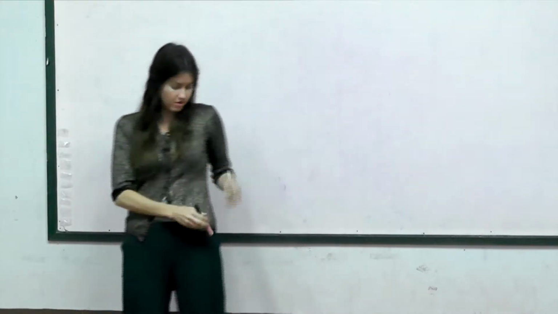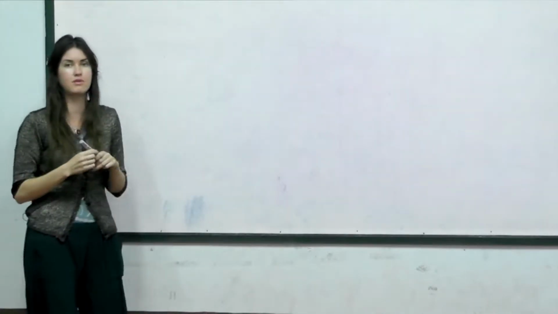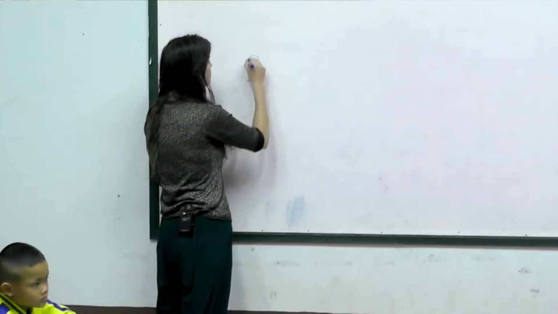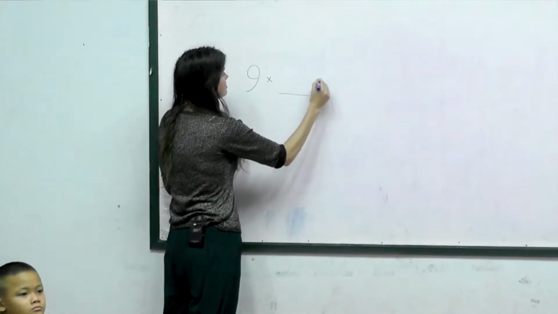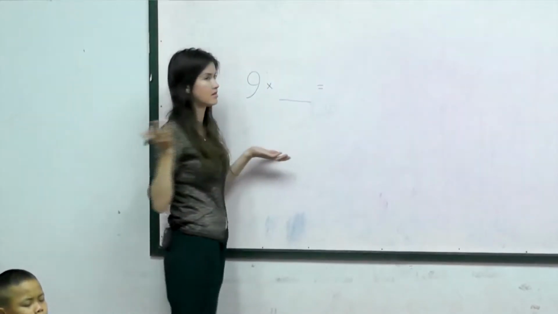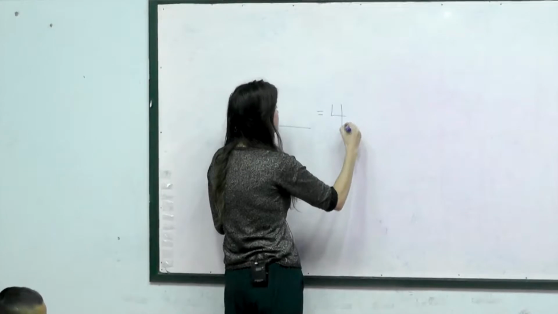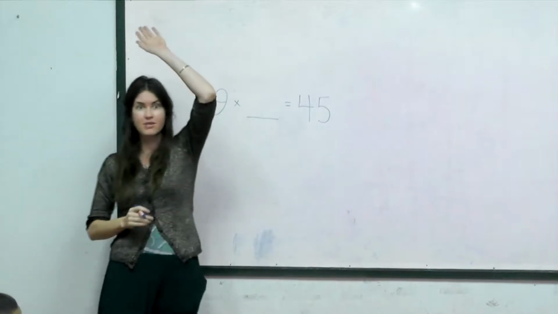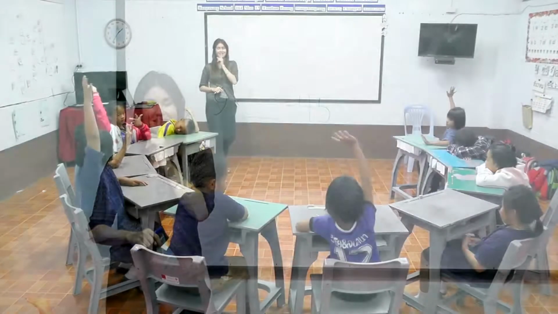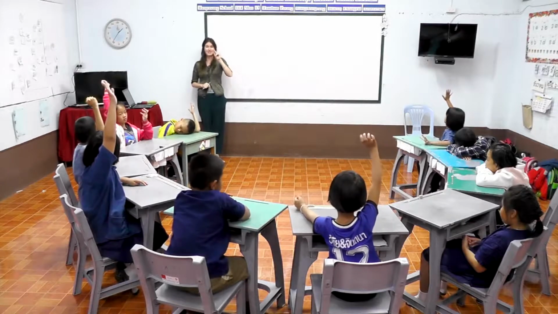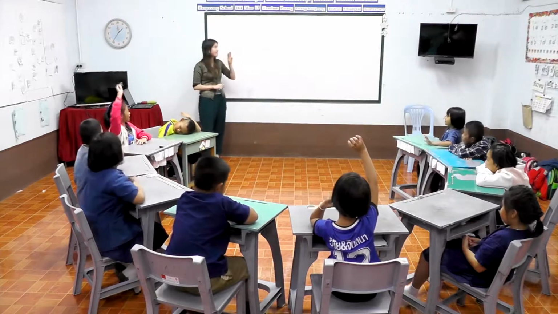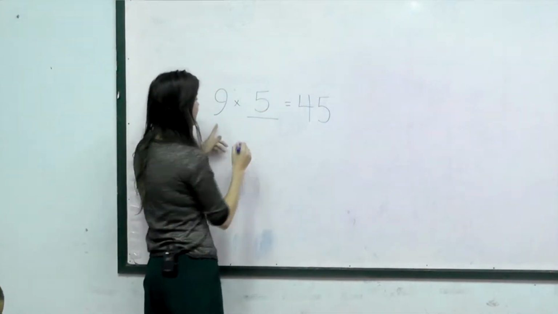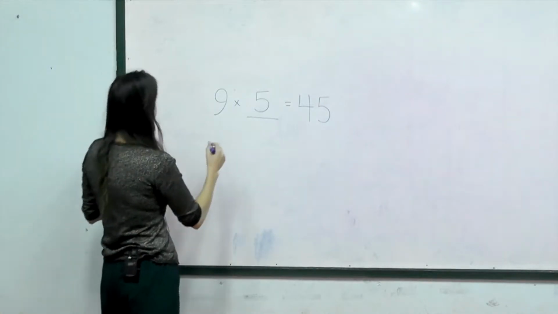So first, let's do some warm-ups with our multiplication problems. We're going to do it the same way we did in our last lesson, where we're thinking about what number will give us this answer. So we have our number times what number will give us 45. So 9 times what gives us 45? Raise your hand when you have an idea. Keep it secret. 1, 2, 3, 5. Good. Did you use your finger trick? Great. 9 times 5 gives us 45.